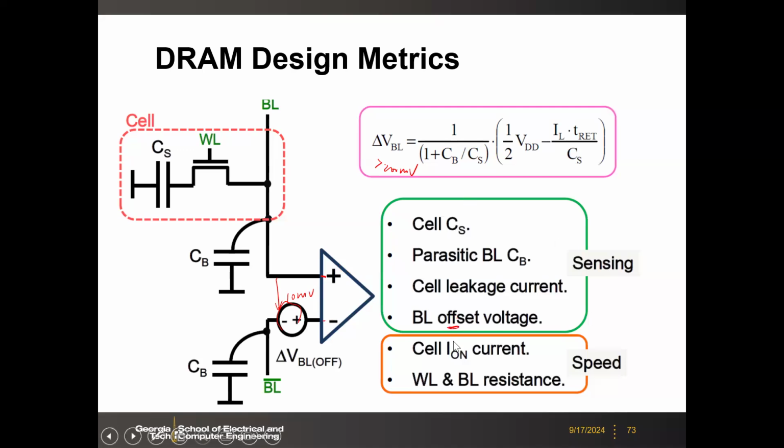And then in terms of speed, right? What matters is the on-state current of this access transistor and also the parasitic RC along the word line and bit line. So those are the key parameters. So let's talk about the cell capacitance first. We want to maintain the cell capacitance with the scaling.